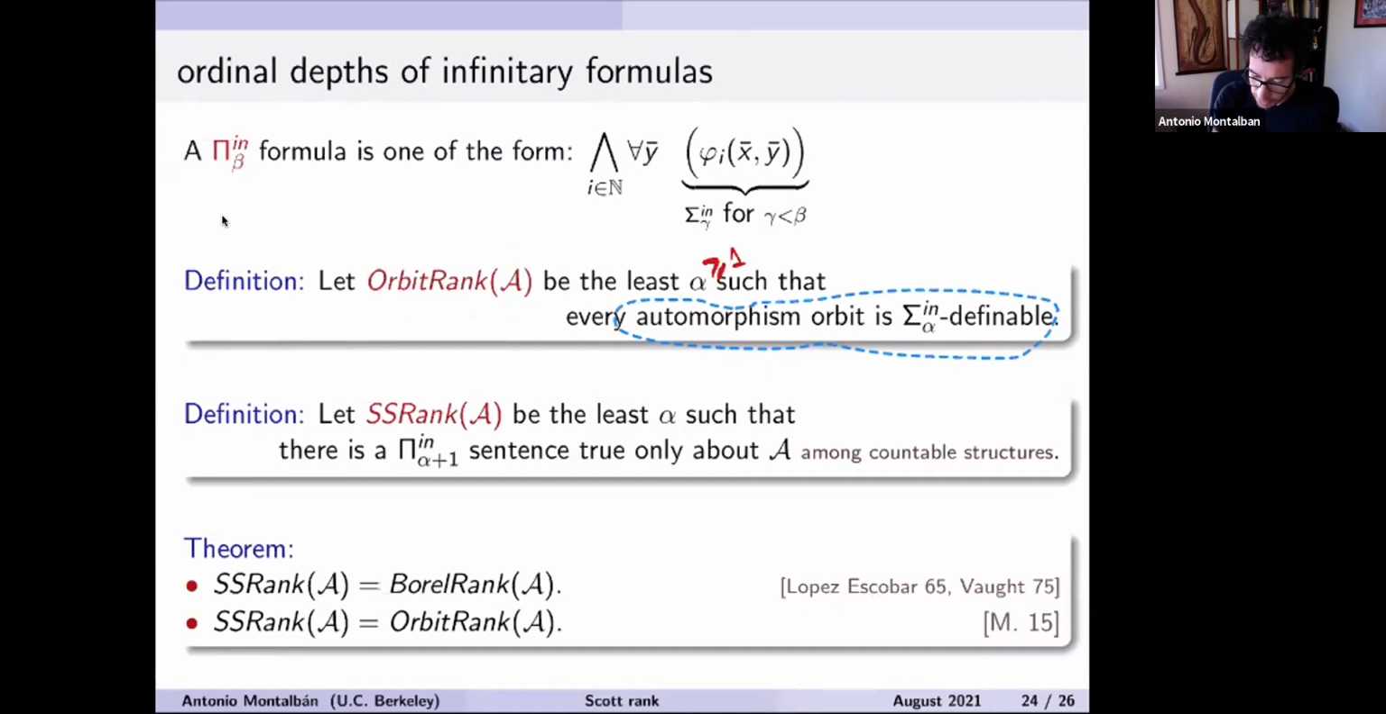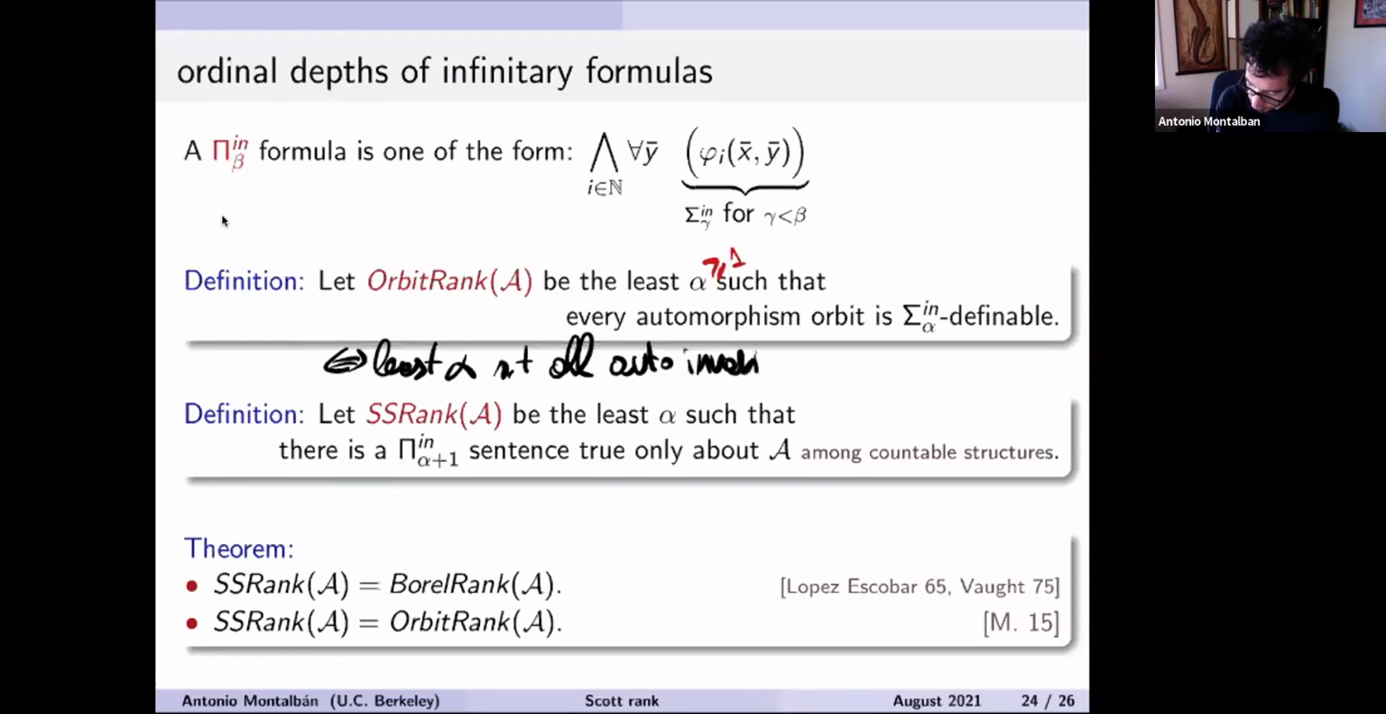So this is essentially the same as saying it is also the least alpha such that all automorphism invariant sets, relations, are sigma alpha. So not just the orbits, but all the automorphism invariant sets are sigma alpha definable. And those are all the sets that are definable actually, because to be definable, you need to be automorphism invariant. So this means that all the definable sets inside the structure A are sigma alpha definable, and this least alpha is the rank. So it's a pretty robust notion in that sense.